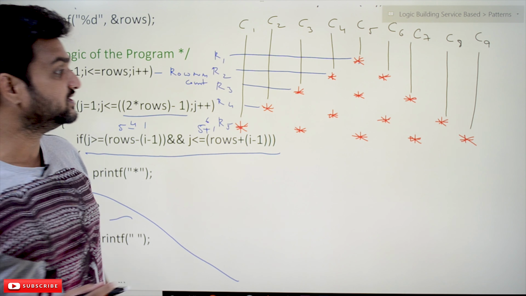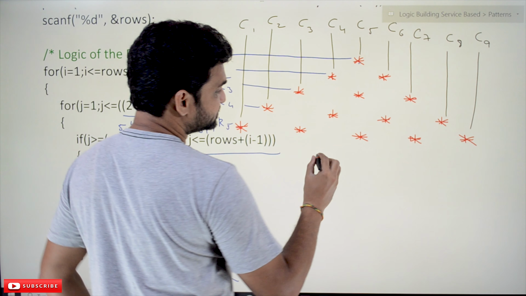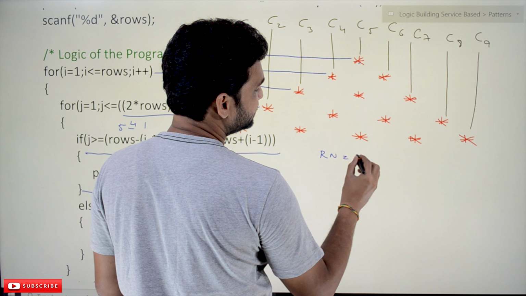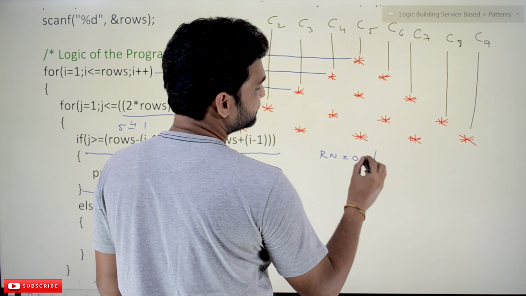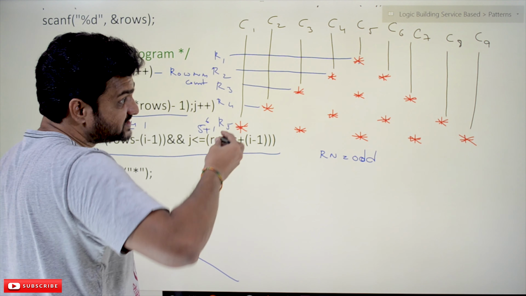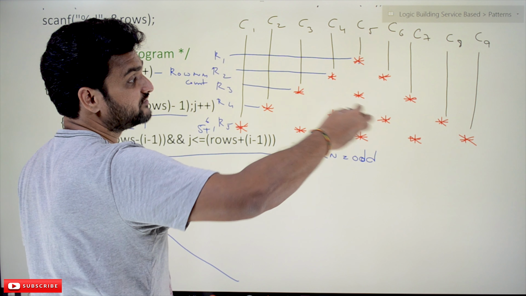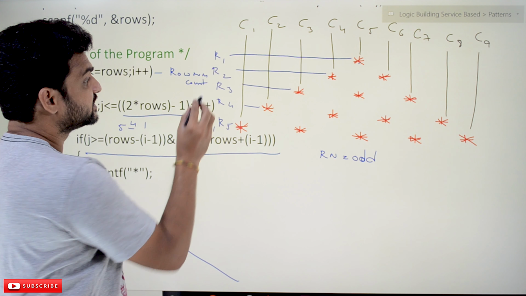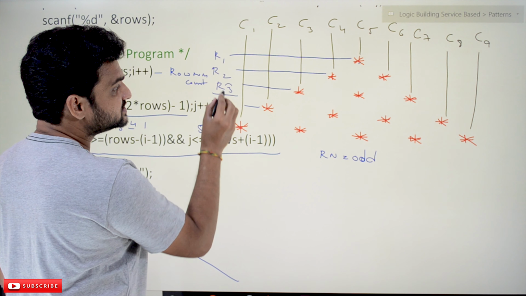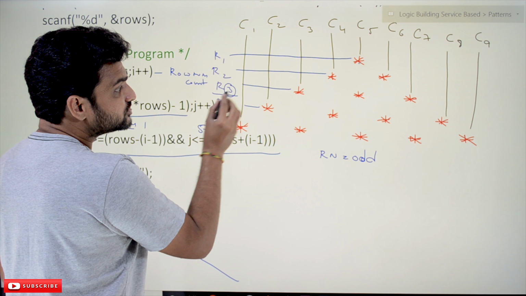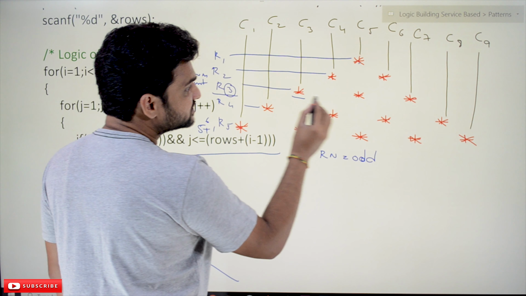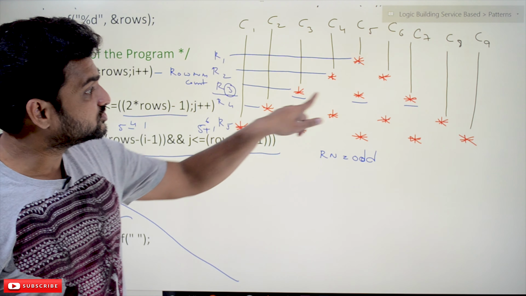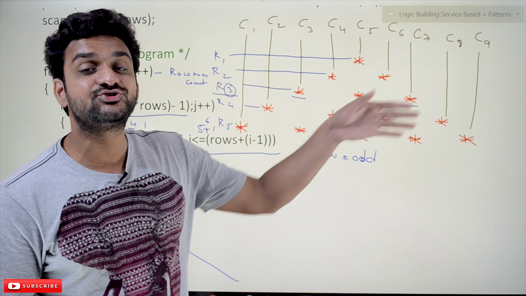What is that commonality? If the row number is odd, the places where the columns have to be printed are also odd. See here, the row number is 3, which is odd. For an odd row number, the places where the columns are to be printed with stars are also odd.